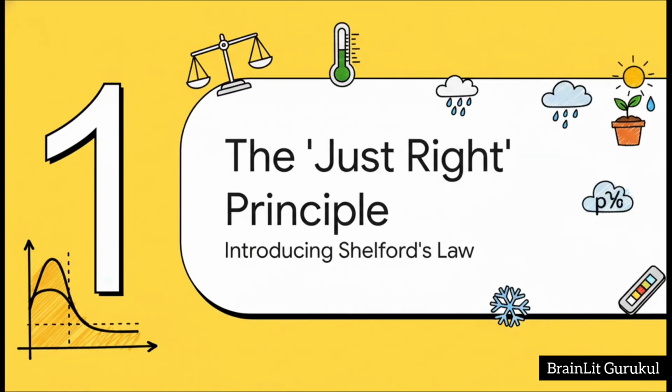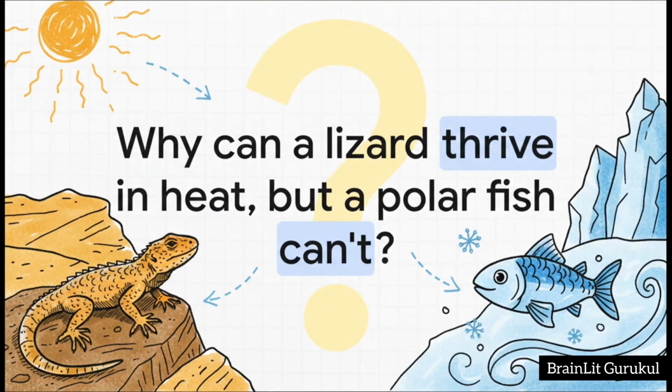All right, first things first. Let's get right to the heart of this thing. What exactly is this just right rule? Let's kick things off with a question that really cuts to the chase. A desert lizard can just chill in temperatures that would be instantly lethal for a fish that lives under polar ice. And of course, the opposite is true too. So what gives? Well, the answer is all about their specific, evolved limits.